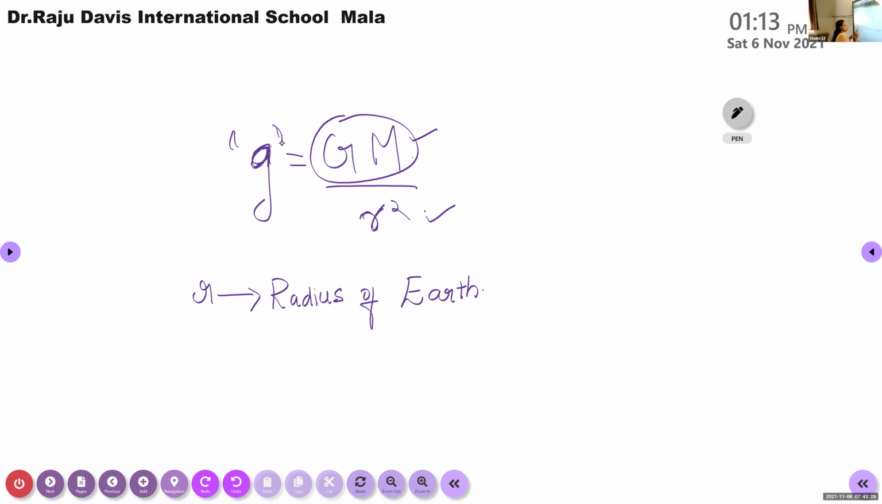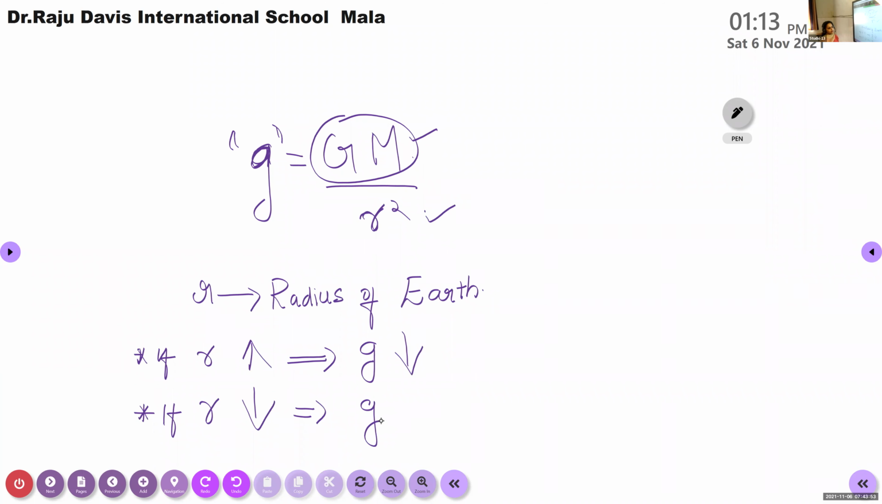So from this equation, we can make a conclusion that if R, the radius, increases, then acceleration due to gravity, g, decreases. Similarly, if the value of radius decreases, what happens to the value of acceleration due to gravity? Increases. Acceleration due to gravity increases.